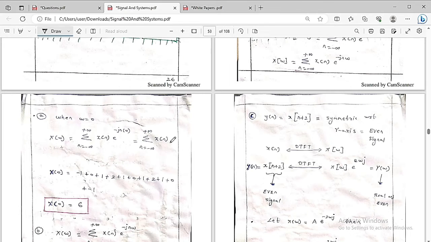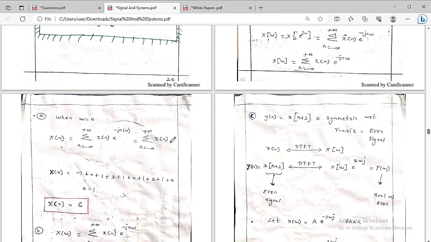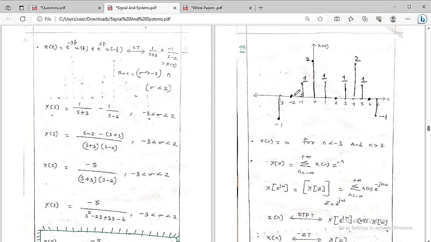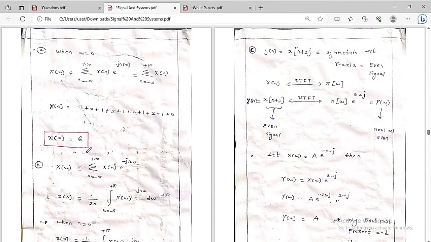As I have already told you, x of n has values only from minus 3 to plus 7, and the remaining values are 0, which means I need to add all these values of x of n. Then what you are going to get is minus 1 plus 0 plus 1 plus 2 plus 1 plus 0 plus 1 plus 2 plus 1 plus 0 minus 1. That's it. These are all the values of x of n. If we add all these values, you are going to get 6. So X of 0 is nothing but 6.